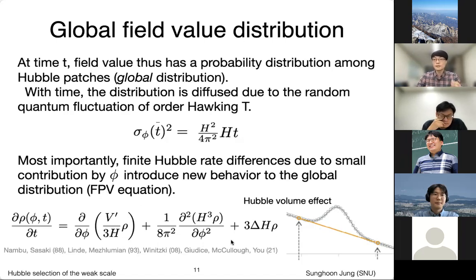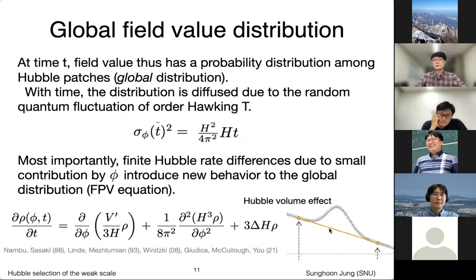The first two terms are the usual classical and quantum rolling. The first derivative is the classical rolling. It's always going down to the bottom of the potential, so V prime. And the second derivative is the diffusion, so that's the quantum fluctuation. And the last term is the Hubble volume effect. It's determined by the Hubble rate variation, delta H, within the distribution.